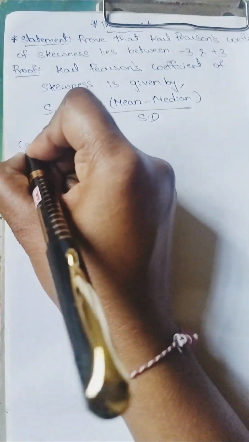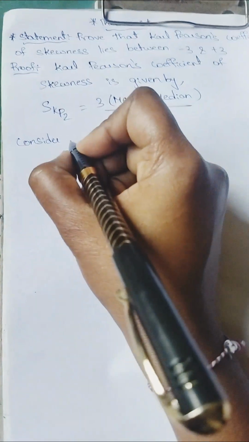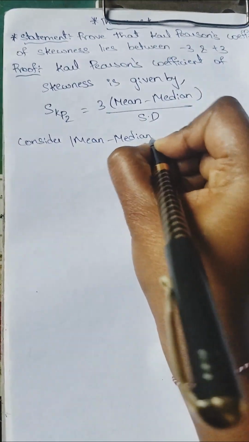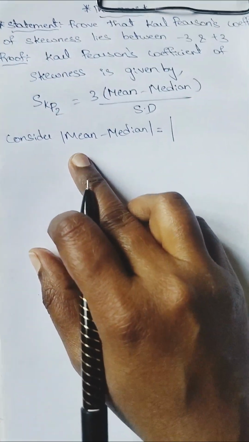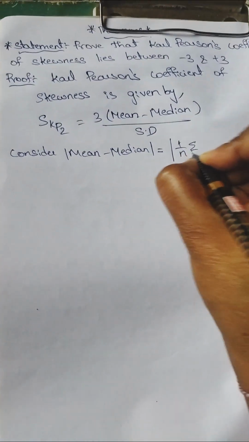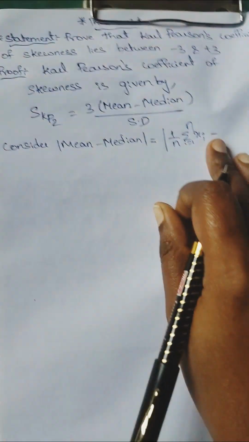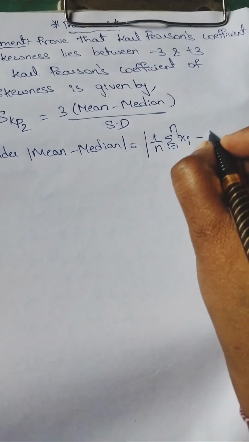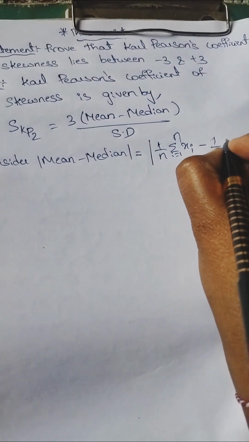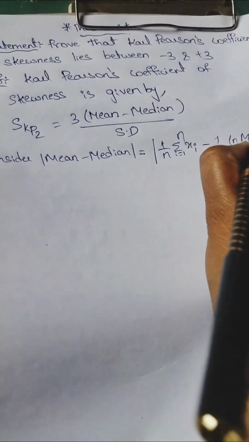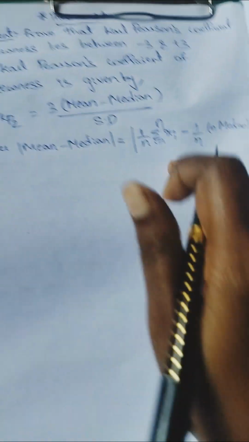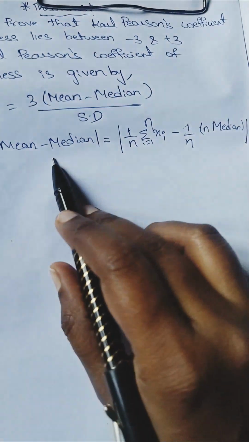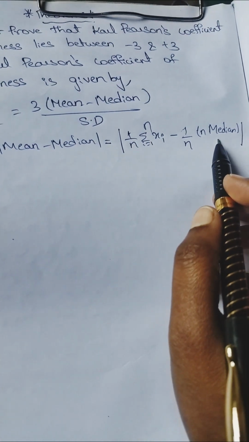Now consider the modulus. Suppose mod of mean minus median equals, everyone knows the formula of mean, 1 by n summation i equal to 1 to n xi, minus median. This median I am just modifying in the formula, writing it as 1 by n into n median. Is there any problem with this? If I cancel n and n, I again get median.